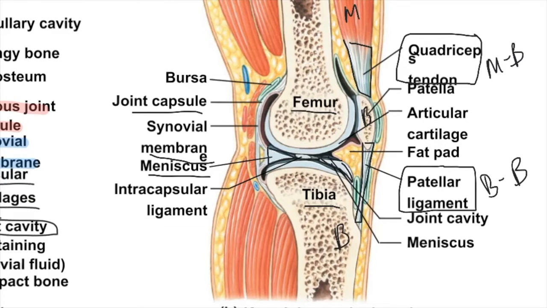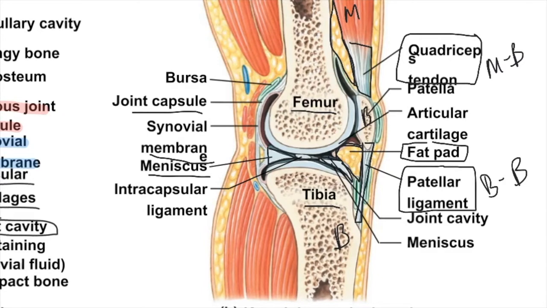Now, we also have these things that are called fat pads, and the fat pads are in between a tendon or a ligament and the bone. So here we see a fat pad right here. It's giving a little bit of cushion in between the patellar ligament and the femur and the tibia. And then up here we see another fat pad. So there's a bunch of fat pads. This particular fat pad is in between the muscle and the femur, or the tendon and the femur. Okay. So we do have those. Then another structure that we have is called a bursa.